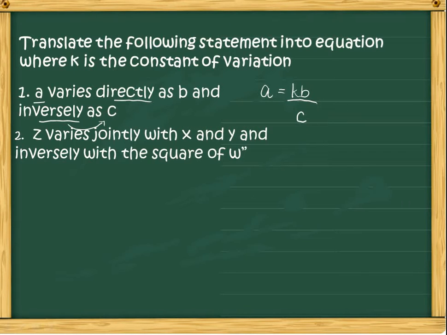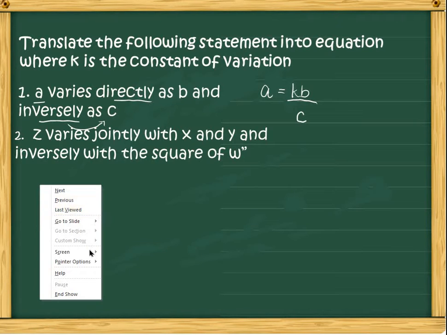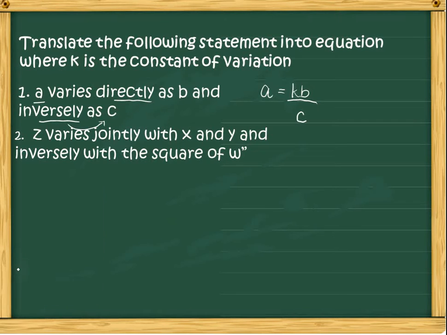Let's have item 2. Z varies jointly with x and y, and inversely with the square of w. Again, ano yung unang variable na binanggit? That is z. Z is equals to, we have the word jointly. Sino yung gino-jointly niya? Si x and y kay k. So, z is equals to k times x times y. And we have the word inversely. So, we have all over. Sino ang ini-inverse niya? Si w. But si w ay merong square. So, this is w square.